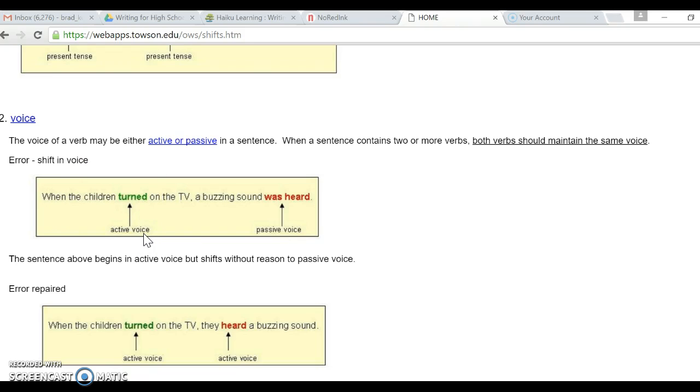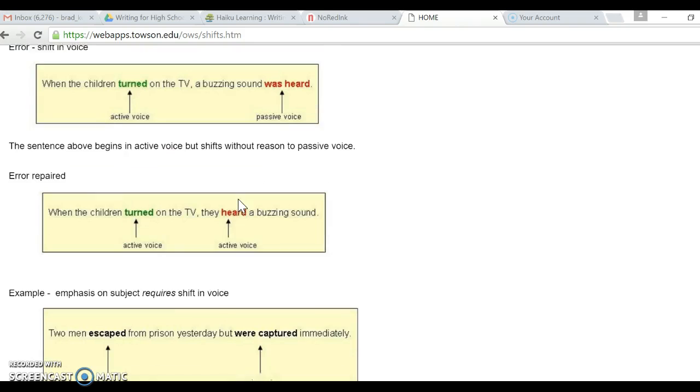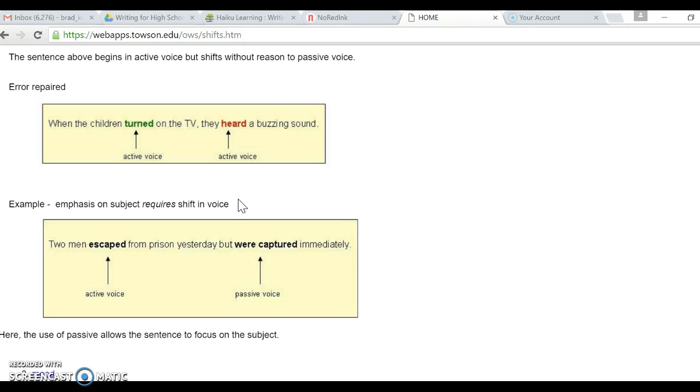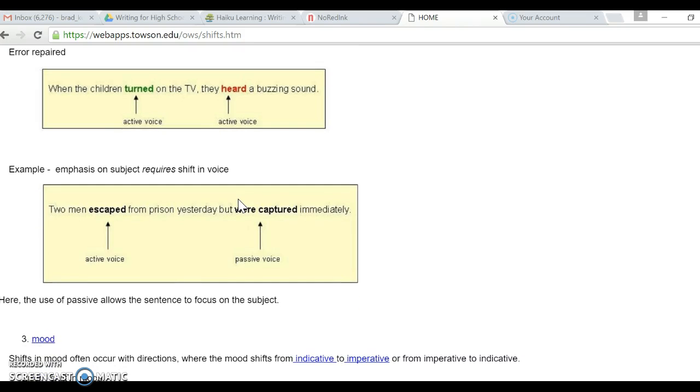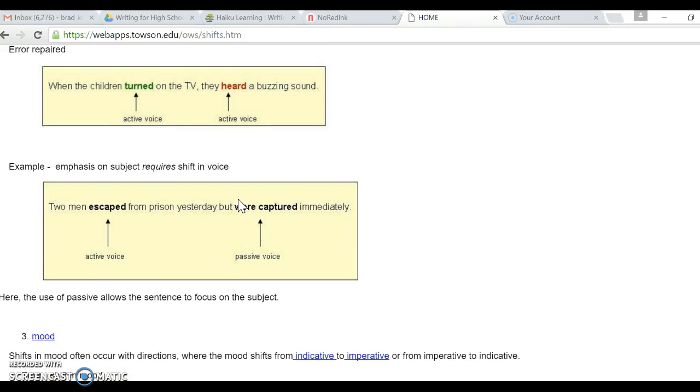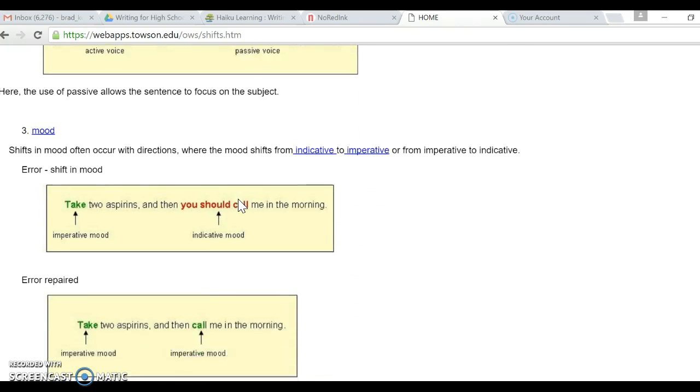If you're making it active, which generally is better when you're writing, you want to have the subject agree with the verb. So "when the children turned on the TV, they heard a buzzing sound." Keep that tense the same. Generally, you want to write in active voice. You can definitely look at Microsoft Word to check for active versus passive voice.